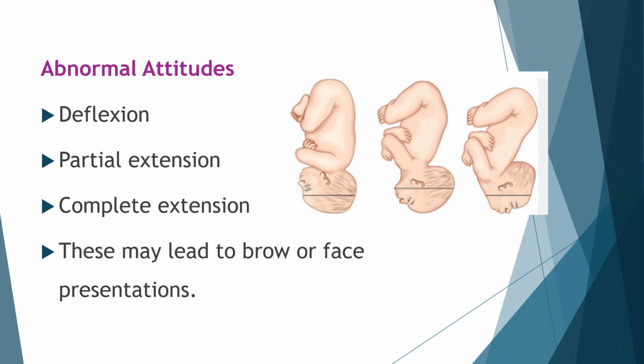When the head is partially extended, it can result in a brow presentation, where the forehead presents first. When the head is completely extended, it leads to a face presentation, where the face becomes the presenting part. So, dear students, remember this simple sequence. Normal flexion leads to vertex presentation, partial extension leads to brow presentation, and complete extension leads to face presentation. The more the head extends backward, the more likely we are to see these abnormal presentations.